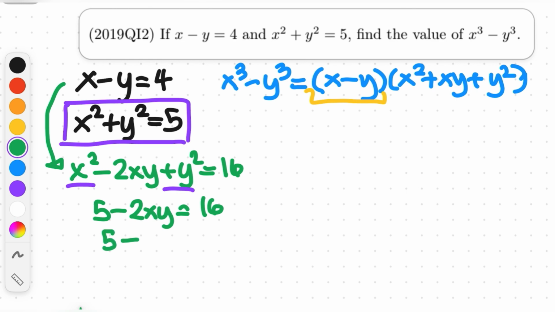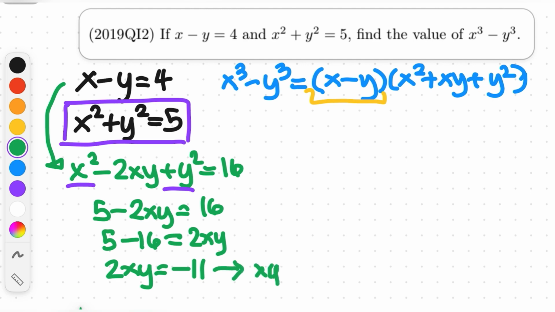We get 5 minus 16 equals 2xy. And that gives us 2xy equal to negative 11, which means xy equals negative 11 over 2. And now we have all the values that we need.